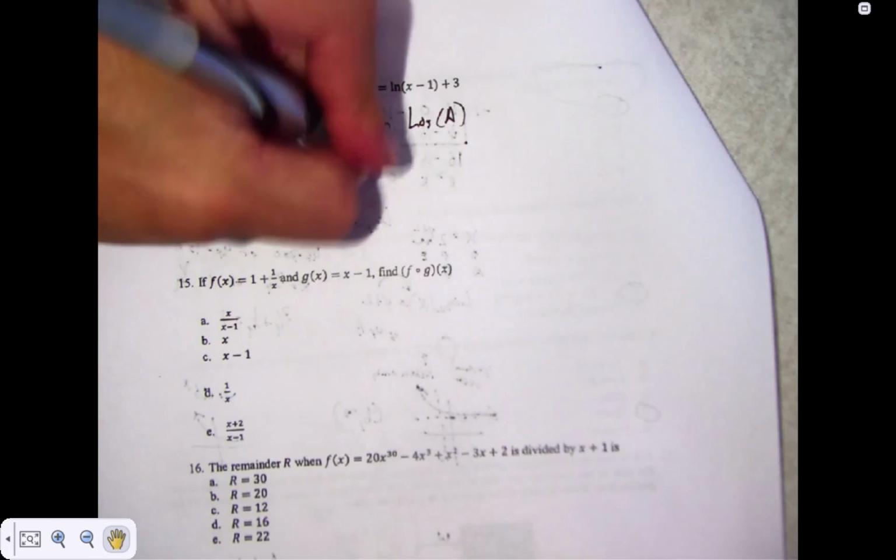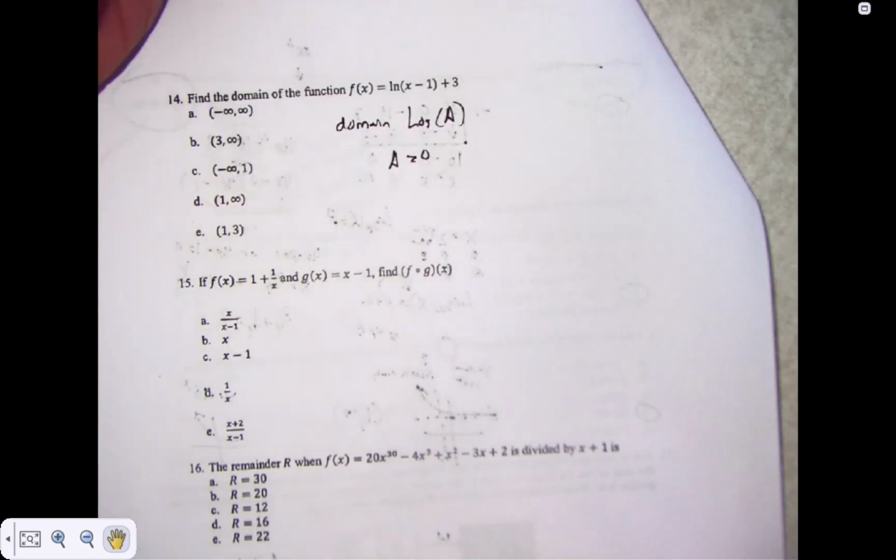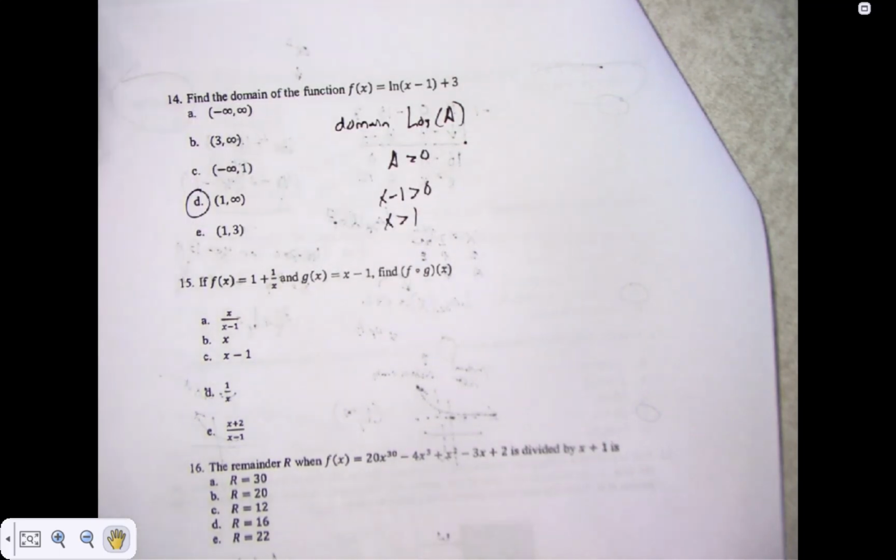Find the domain of the following function. You may or may not remember where I had you push buttons in the calculator and figure out what you couldn't be, but the domain of a log with anything in it is that anything in it must be bigger than 0. So x minus 1 is bigger than 0, x is bigger than 1, 1 to infinity.